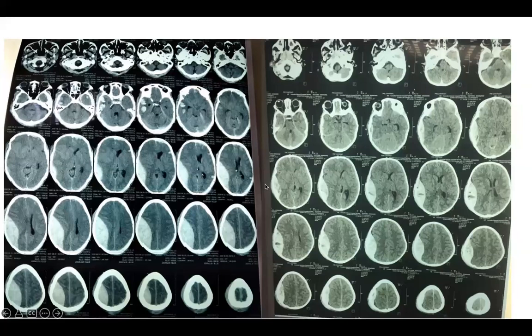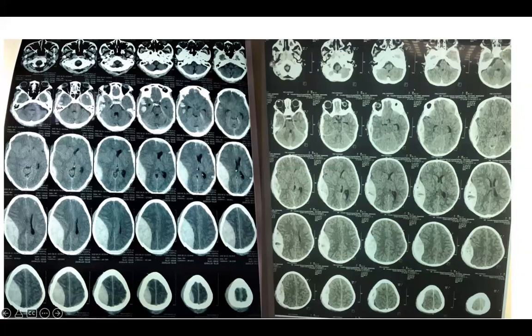This is a similar patient. We managed both of them, and it required craniotomy. You can see this patient also has a biconvex hematoma with midline shift, obliteration of the ipsilateral ventricles, and the sulci and gyri have been obliterated.